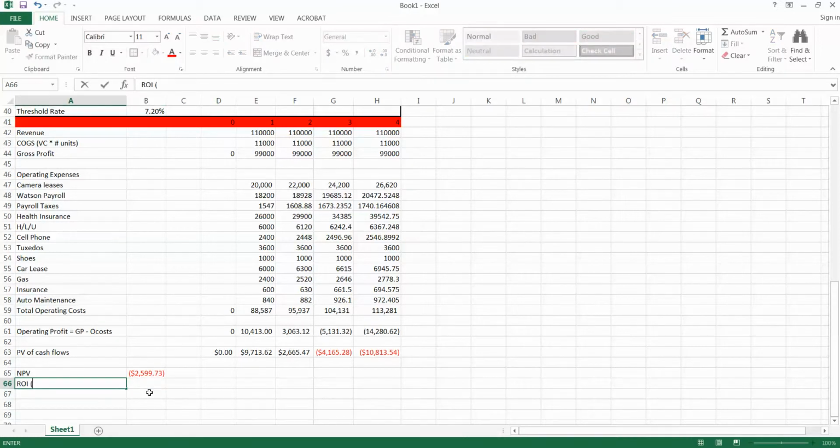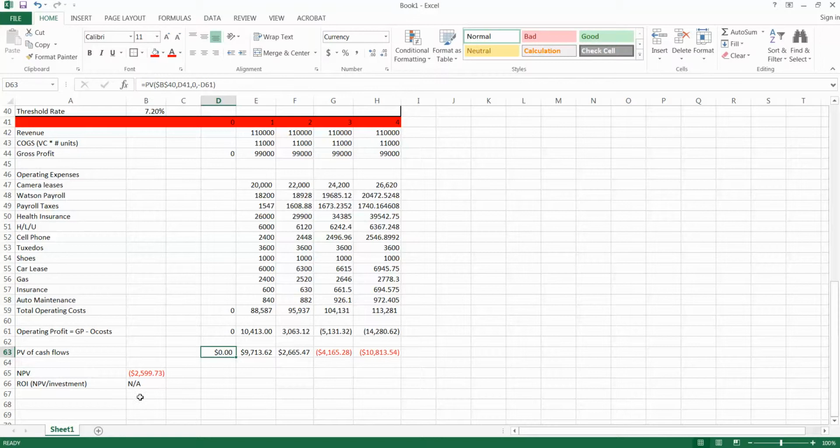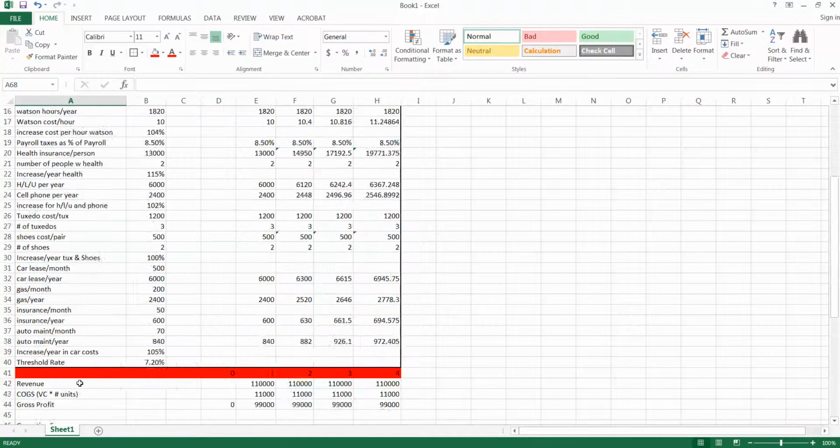Our ROI, which is equal to our gain or our net PV over our investment, can't be calculated because you can't divide by 0, and you've got that. But we do know that if we had made even a small investment here, it would be a negative number because this is a negative number. So we know that this is not a winner of a project.